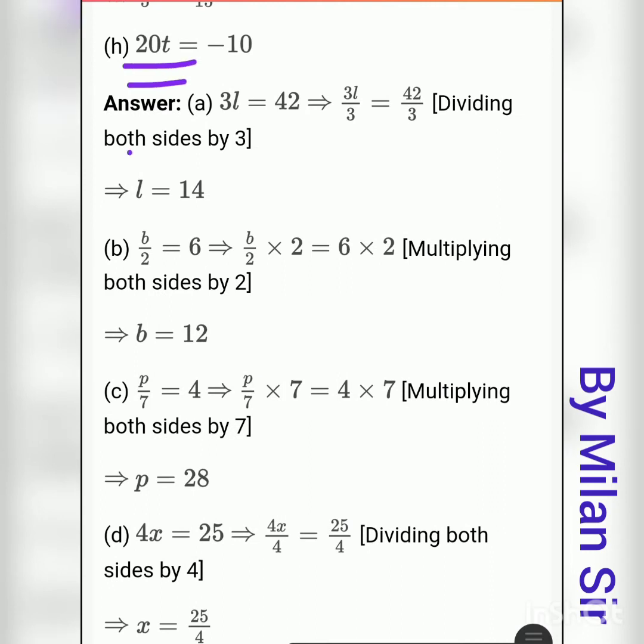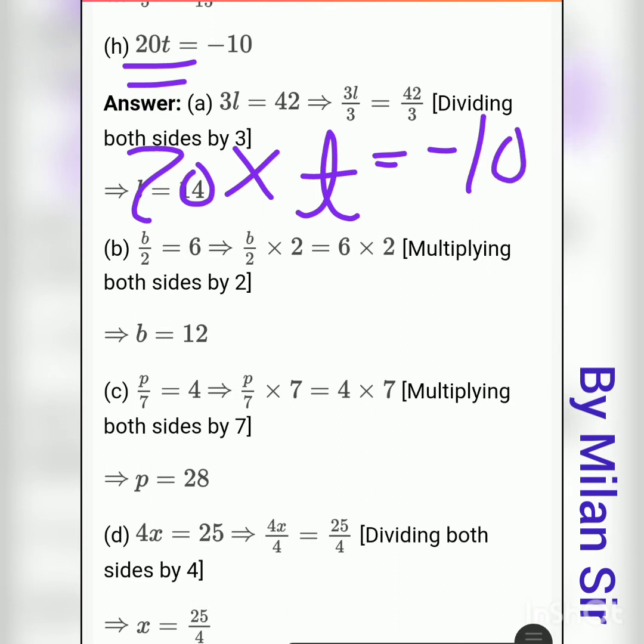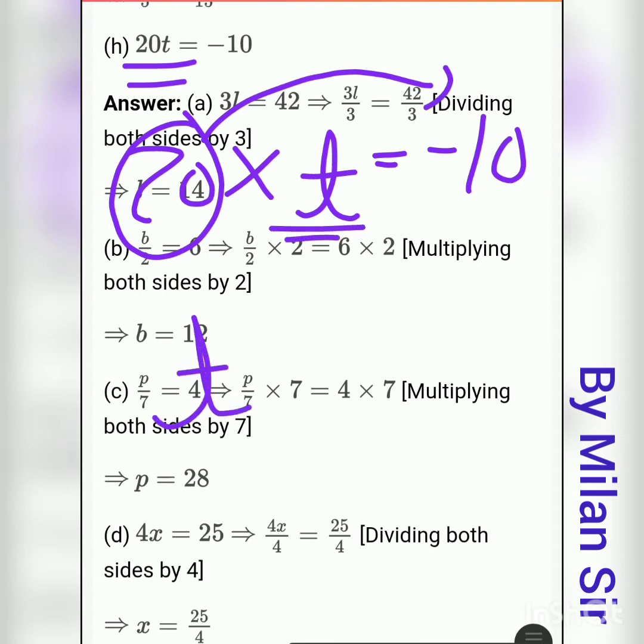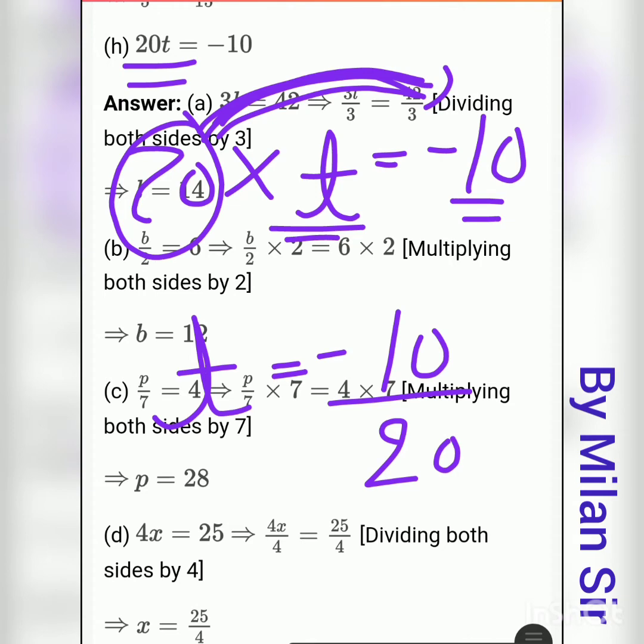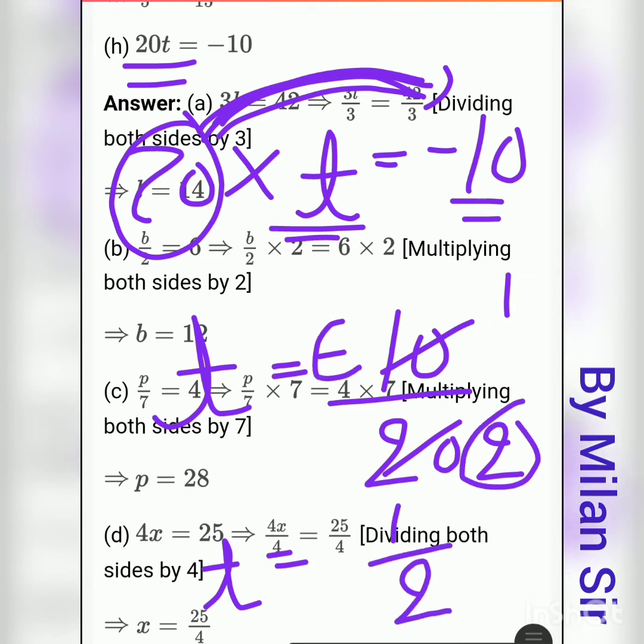Now 20t, that means 20 multiply t is equals to minus 10. Now transfer this 20 to the right hand side, so here t is remaining. Here we have minus 10. If we transfer this 20 to the right hand side, it goes to the denominator. So now we can simplify this. 10 2s are 20. Now nothing is remaining in numerator, so we need to write 1. In denominator we have 2, so 1 by 2, and here we have a negative sign, so t is equals to minus 1 by 2.